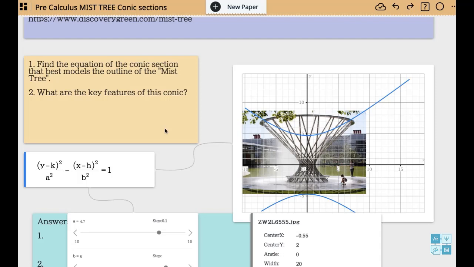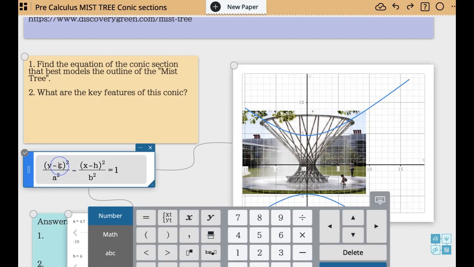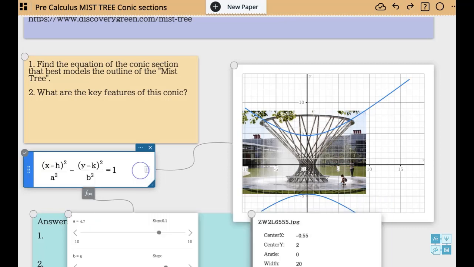This conic section is currently opening upwards, being manipulated by this equation: y minus k quantity squared over a minus x minus h quantity squared over b equals 1. So we see that it's opening in the wrong direction, so I'm going to change this so it opens in the correct direction. We'll go x minus h and then y minus k. Those are both equal to 1. I'll just go ahead and hit enter.